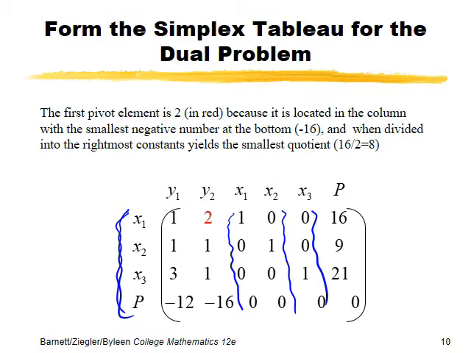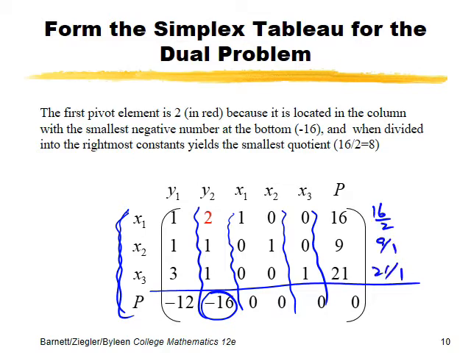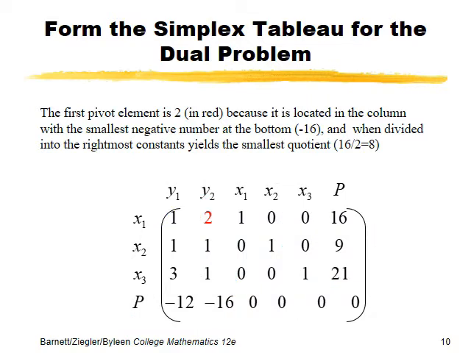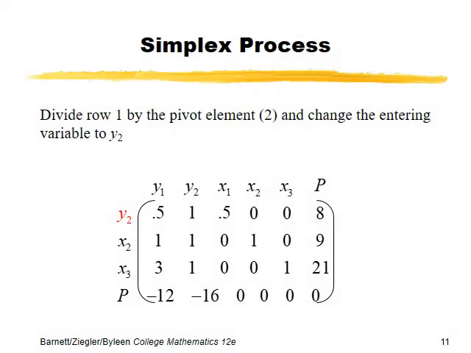So we write basic variables on the left side. Now, as we used to apply the simplex method before the midterm, the most negative number is minus 16, so this is our pivot column. Now we divide 16 by 2, 9 by 1, 21 by 1. The smallest quotient is 8, so this is our pivot row, and this is our pivot element. With the help of these, we will make zeros below this 2. When we do so, y2 becomes a basic variable.